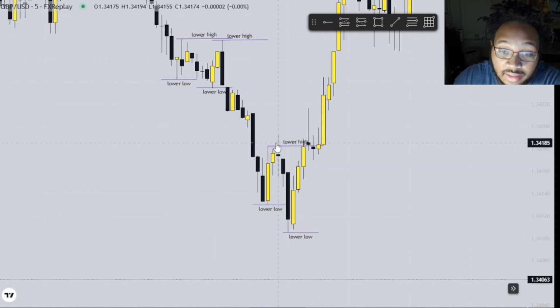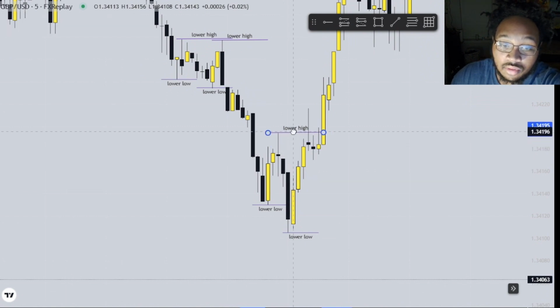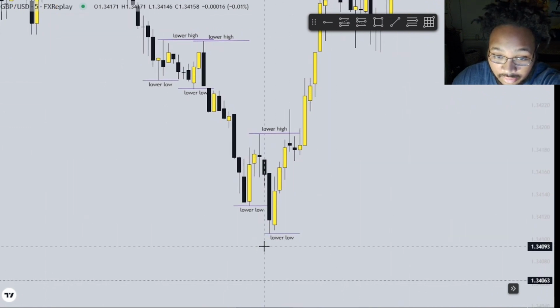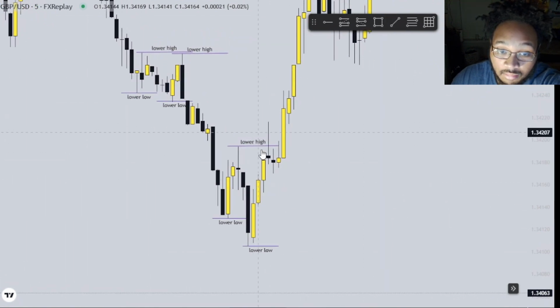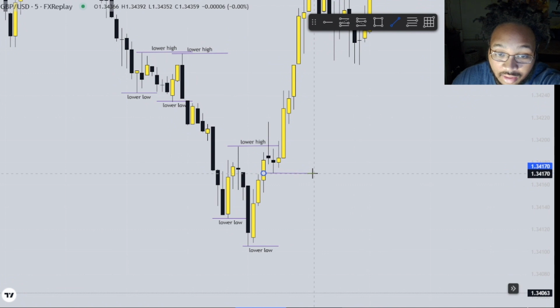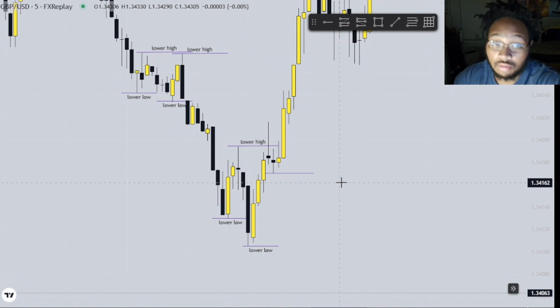Also, when it gets swept like this, it still continues down. I like to use the most recent high or low as the one that makes the difference. So as y'all can see right here with the lower low, it took out the lower high but still didn't do anything. But as y'all can see right here, it made a higher low right here.